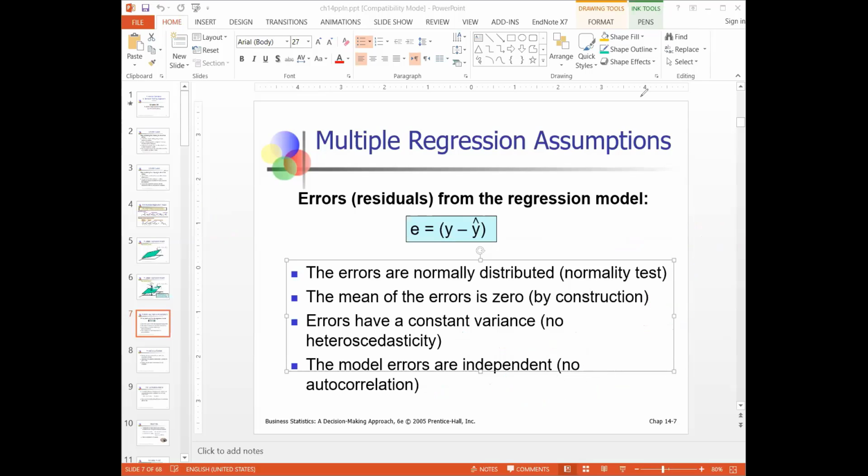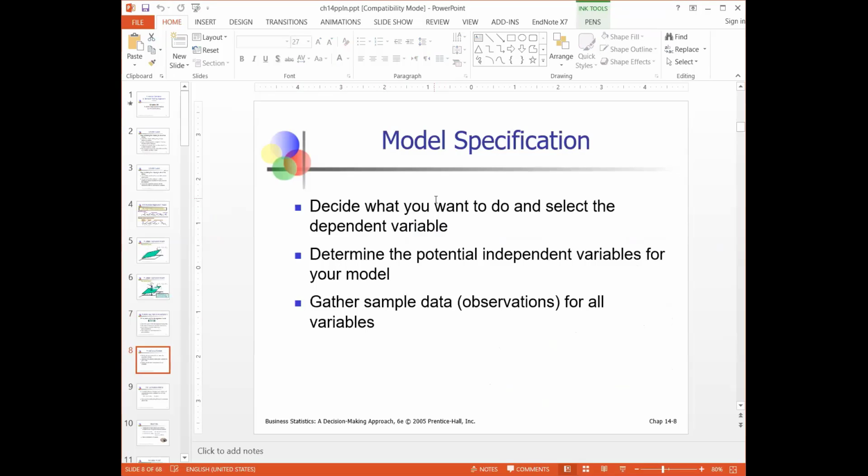Let me clear it. Go to next slide. So before we start any model, what we have to do is specify it. Specification includes finding what should be our dependent variable. It may come from your title or research question or research problem.